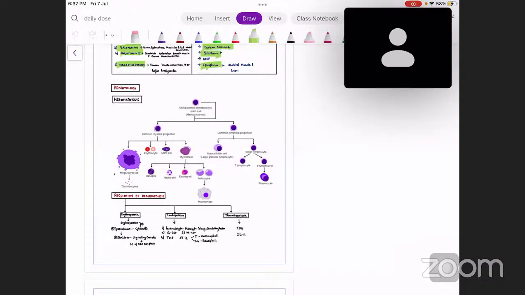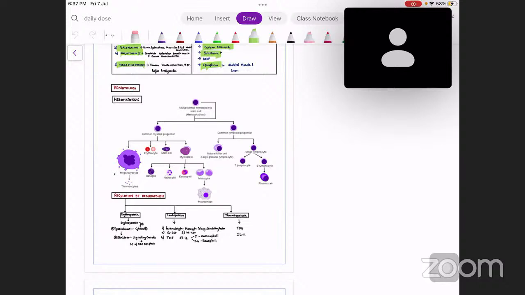Formula to calculate MAP is diastolic blood pressure plus 1/3 of systolic blood pressure minus diastolic blood pressure. Formula to calculate ejection fraction is stroke volume divided by end diastolic volume into 100%.